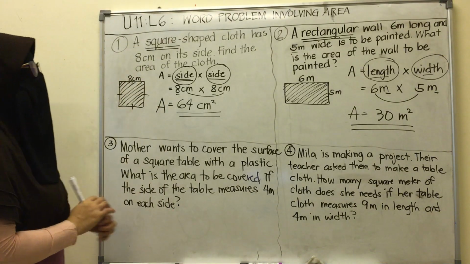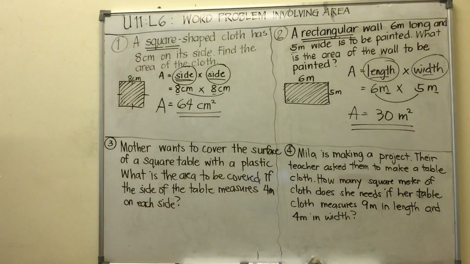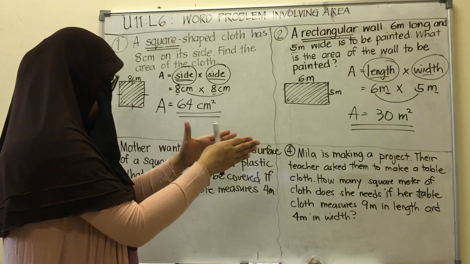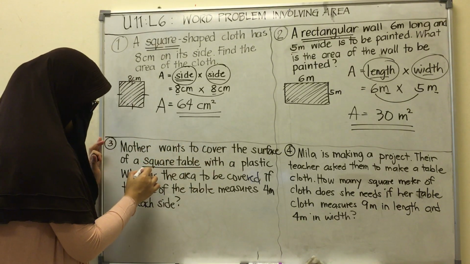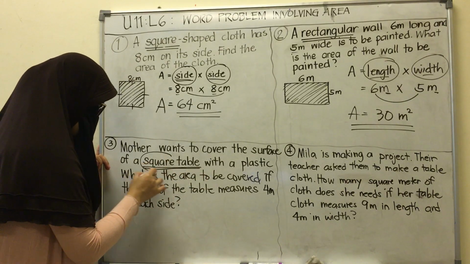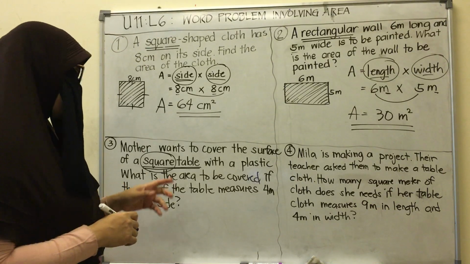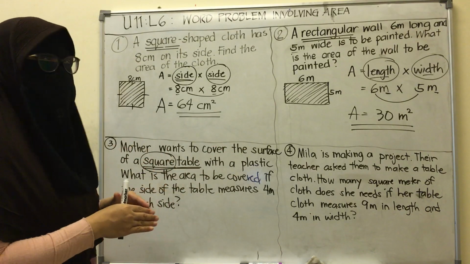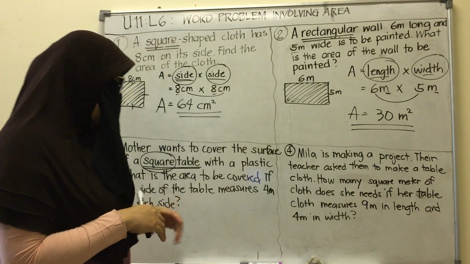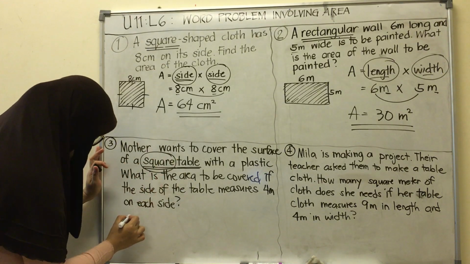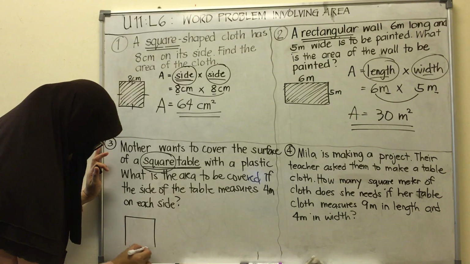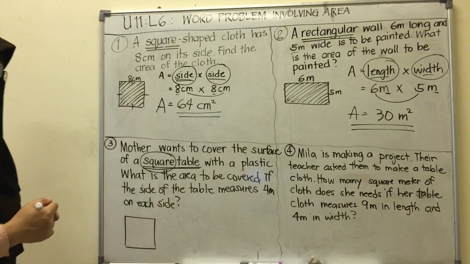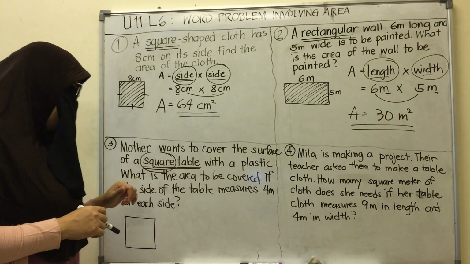Okay? Now let's go on to our next example, which is question number 3. Mother wants to cover the surface. So for example, you have the surface of a square table. Notice the clue, square. So what is the shape of the table? The shape of the table is square. So let's draw the square. This is the surface of the table, if you look at it from the top. Mother wants to cover the surface of a square table with plastic.